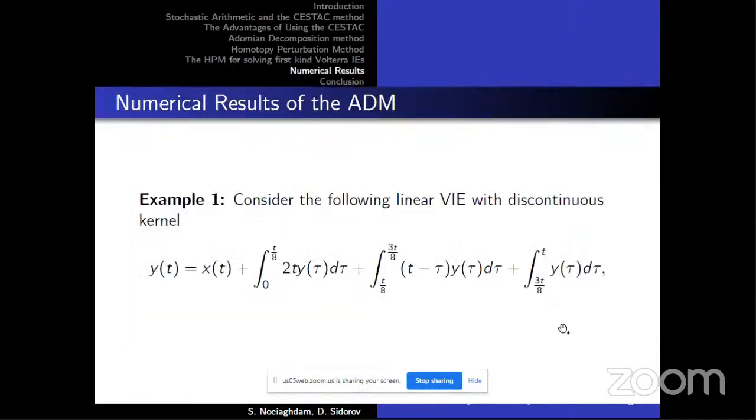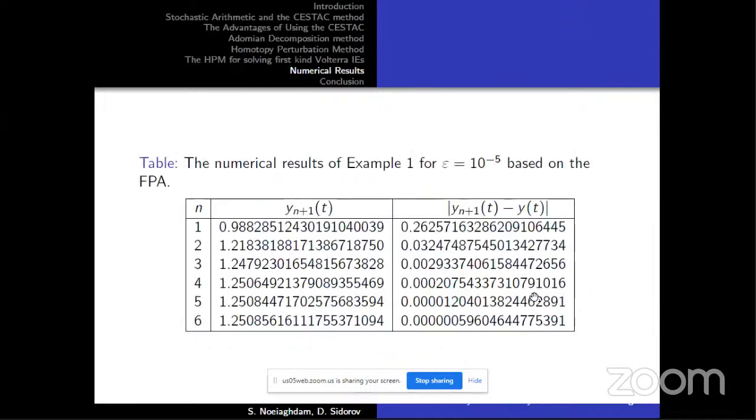We have some examples here. This one is the second kind of integral equation with this continuous kernel. It's linear, and we applied the CSTEC method. The first table is based on the floating point arithmetic that we have epsilon here. So we can see that the results based on the floating point arithmetic are based on the first condition, which depends on the traditional absolute error. So here, this error is obtained based on the exact solution and also the approximate solution, and this epsilon value.